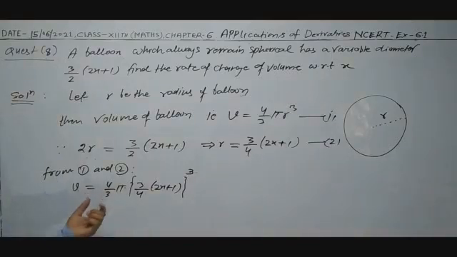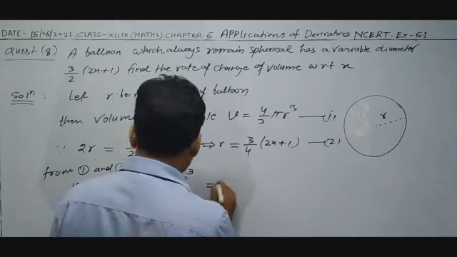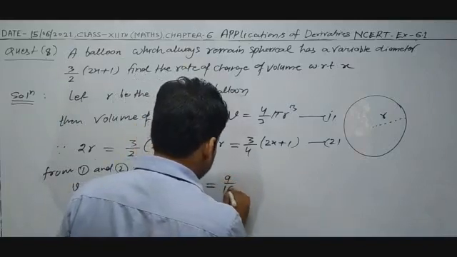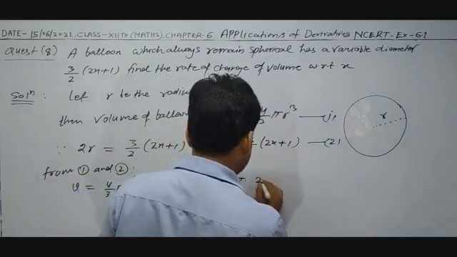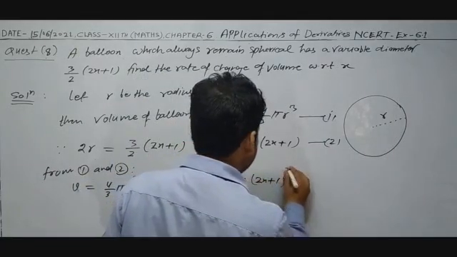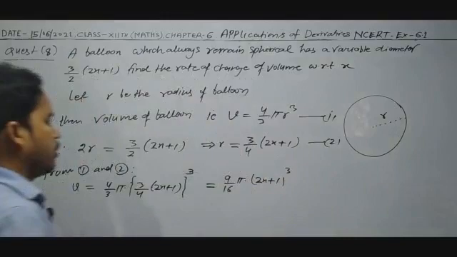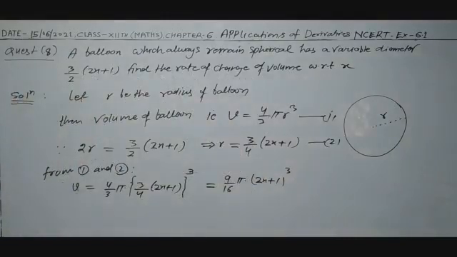And this calculation result will be 9 by 16 pi (2x plus 1) power 3. This is the value, and you have to differentiate with respect to x. When you differentiate with respect to x, what will you get as the result?